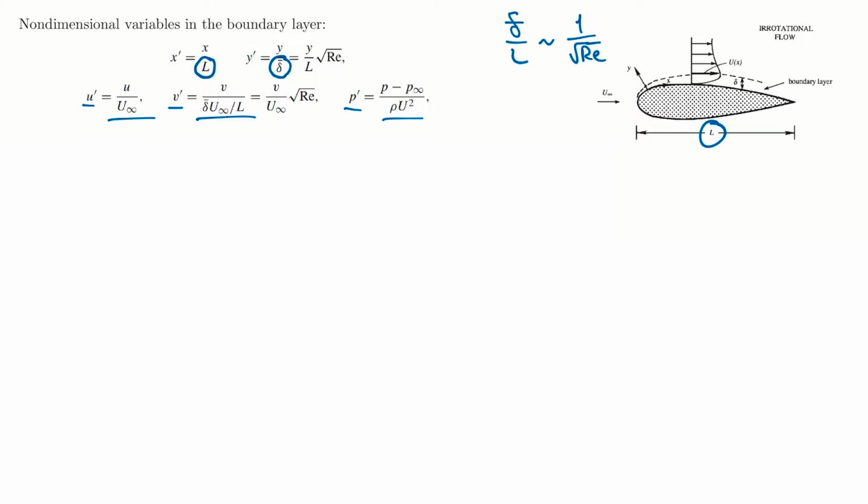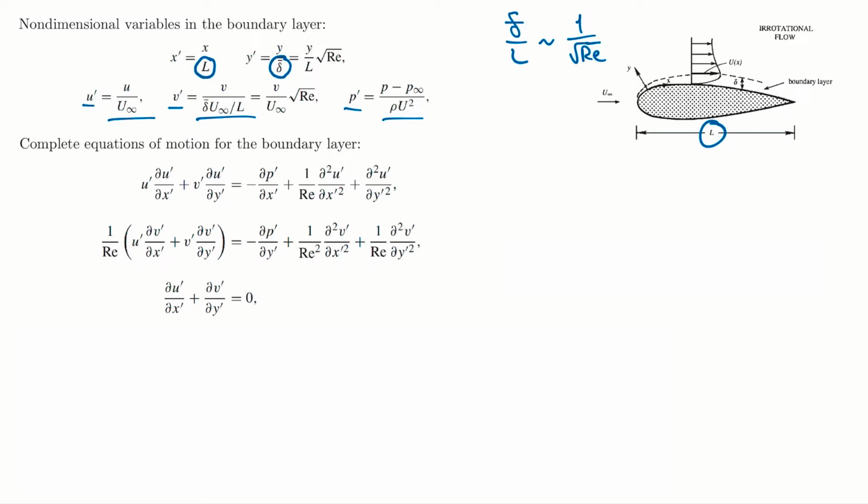Now we sub all that into the equations of motion for the boundary layer. Okay, and this is how we're going to simplify them, right? By looking at these scalings. Just to make it really clear too, the Reynolds number we have defined in this case as this grouping here, like an overall Reynolds number for this boundary layer.